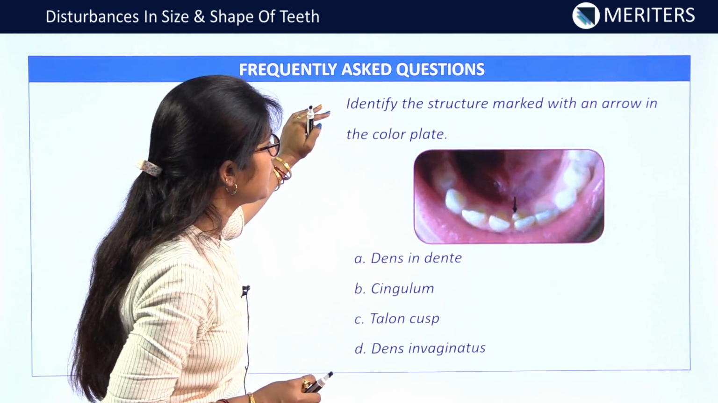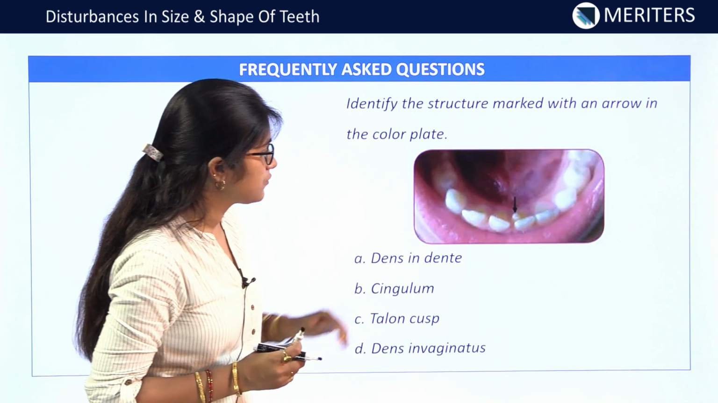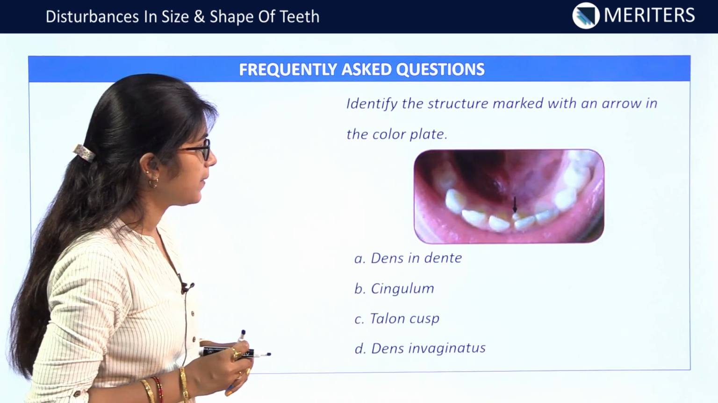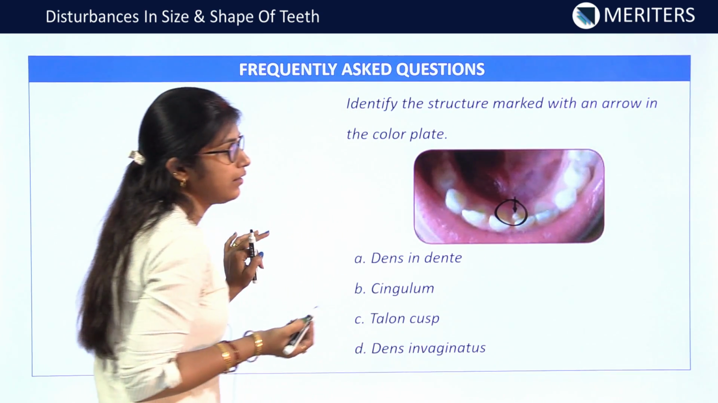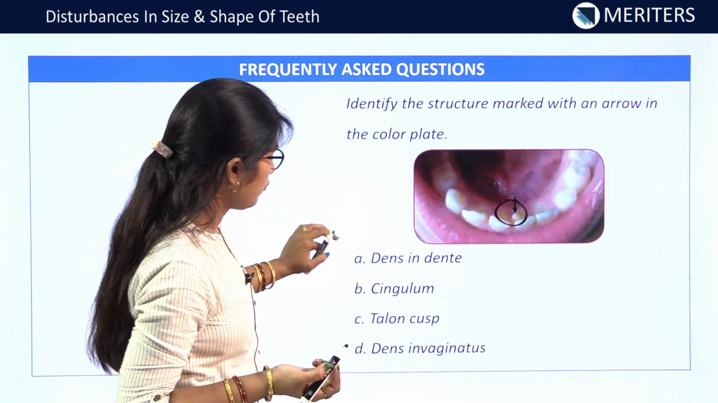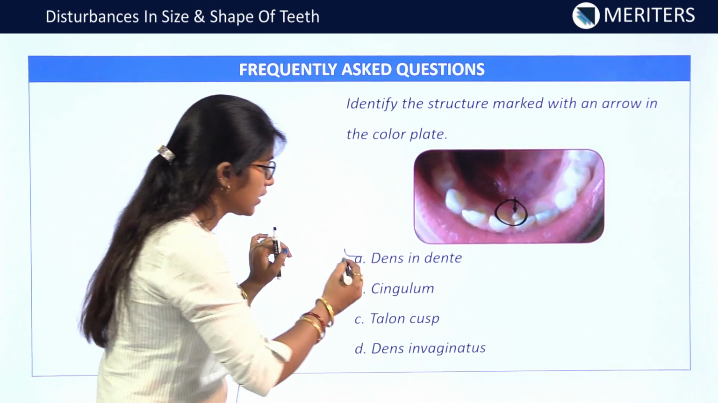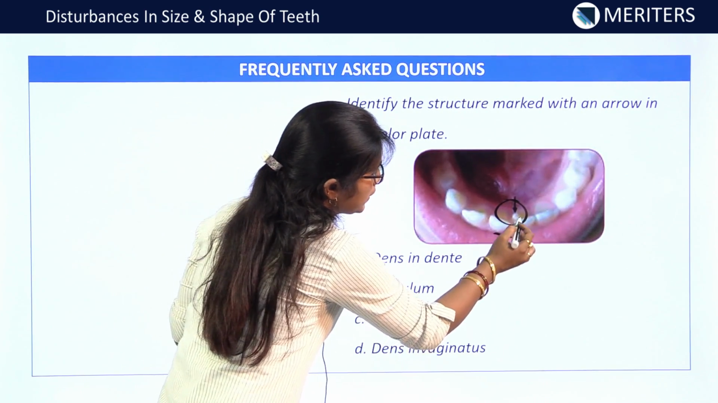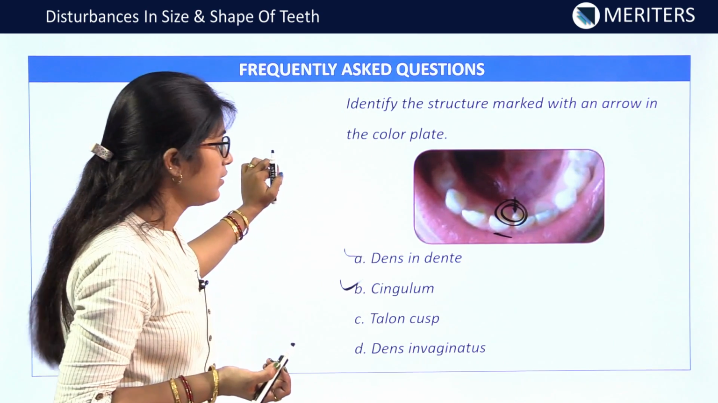See, identify the structure marked with an arrow in the color plate. Now, see this picture which is provided here. A projection is there on the lingual aspect of anterior teeth. Now, out of all these options, see dens in dente. No, it cannot be dens in dente. Cingulum cannot be that prominent to project inside the cavity.